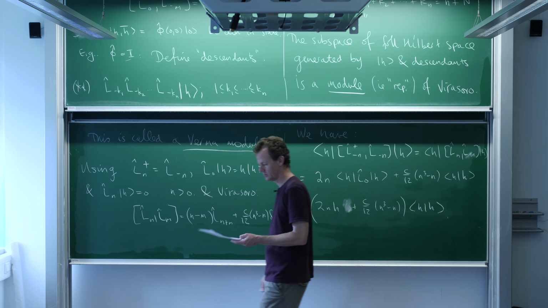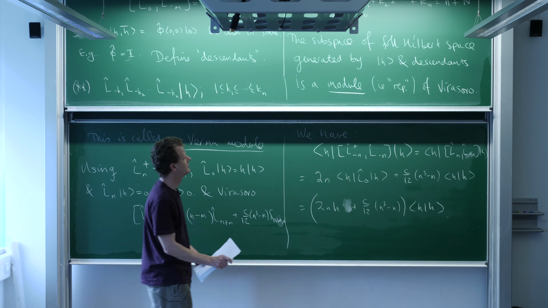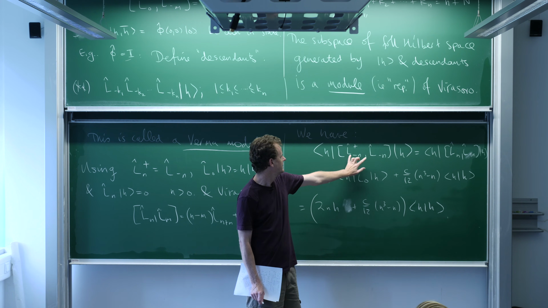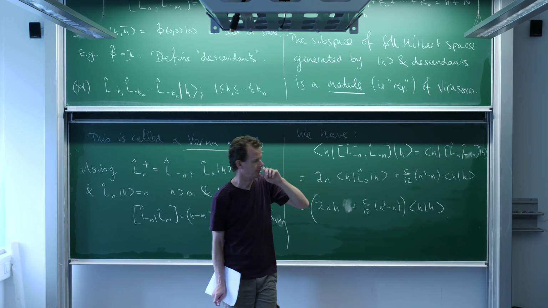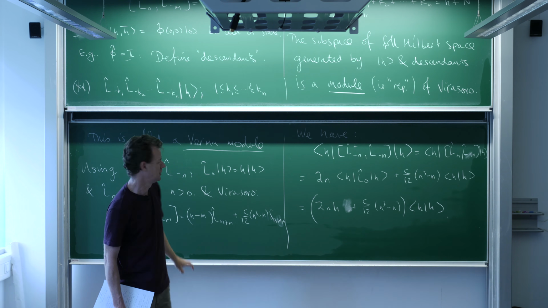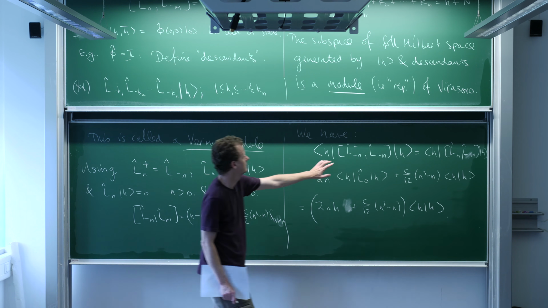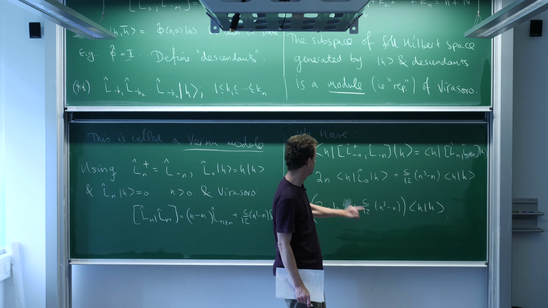So here we've learned something quite important. We can compute this combination here, L dagger minus n, L minus n. Apply the Virasoro algebra to this term here. Well, first we take the adjoint, apply the Virasoro, and then we get this expression here.